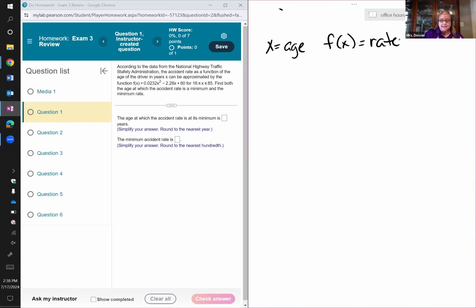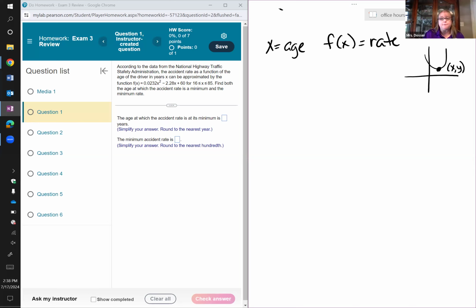Notice they give us a quadratic, and because that leading coefficient is positive, this quadratic opens up. So we have a parabola, wherever it happens to be, that opens up, which means it's going to have a minimum point, which is made up of an x and a y, an age and a rate. And so we're asked to find both. We're asked to find the age at which that minimum occurs, that would be the x, and we're asked to find the minimum rate, that would be the y.